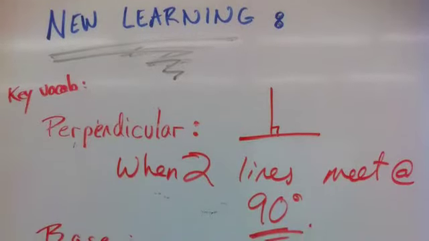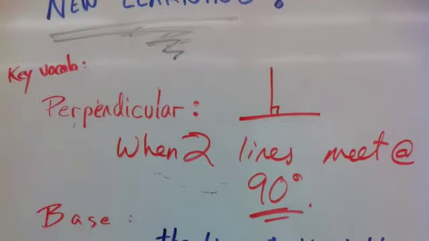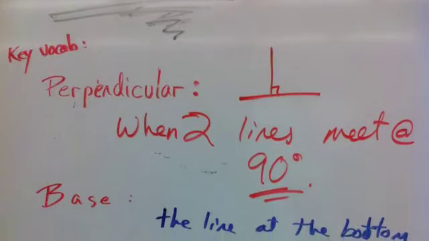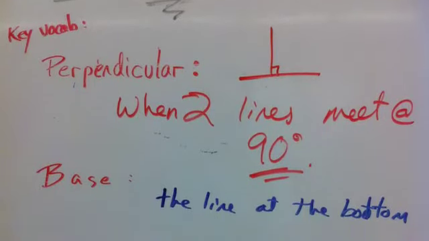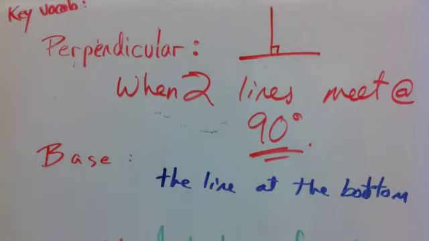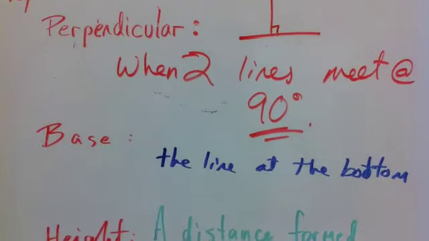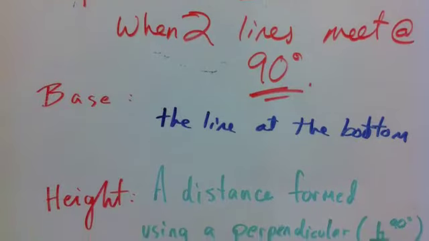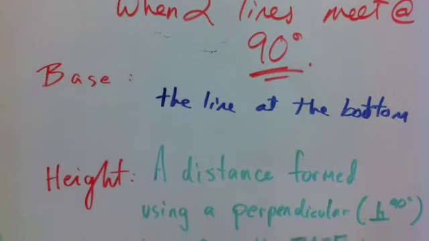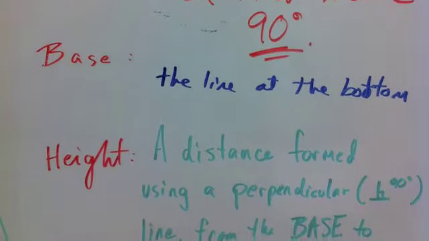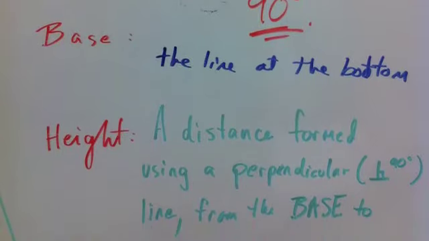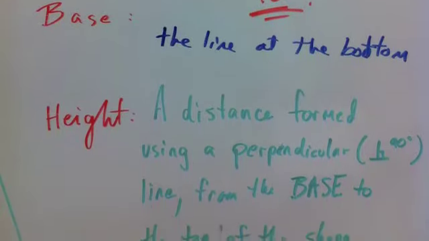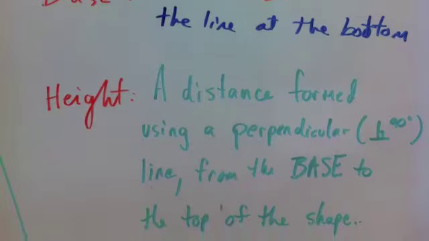So today we talked about 3 key words. The first, perpendicular, the opposite of parallel, when two lines meet at exactly 90 degrees. We learned about the word base, which is simply a line that could apply to any side, but generally the one at the bottom, like base of a mountain or basement, means bottom. And the height, the distance formed using a perpendicular line from the base. So they form that upside down letter T.